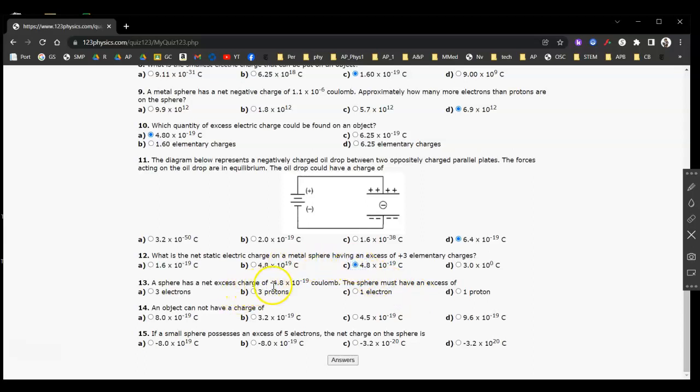Okay, a sphere has a charge of, now you have the coulombs, but you want how many electrons? Do you put that in your calculator? Actually, I bet you don't need to do it. I bet you could do without the calculator. 3 electrons because it's negative. An object cannot have, right, a small sphere, 5 extra electrons.